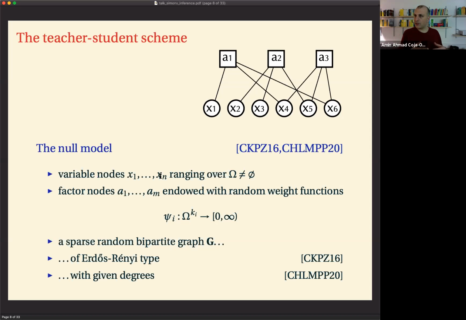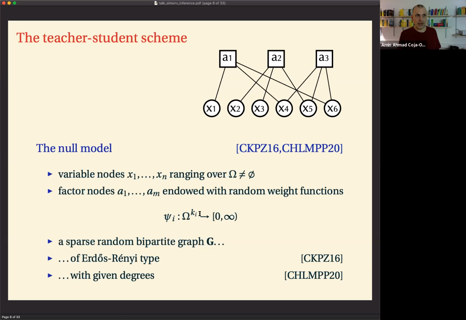So for example, in the group testing problem, these would be the patients. In the stochastic block model, these would be the vertices, or the colors of the vertices that we try to learn. And these variable nodes range over some finite domain omega, for example, the colors in the stochastic block model. And they are represented by these round vertices up here. In addition, we have factor nodes A1 up to AM that represent the interactions or the observations that we make about these variable nodes. And each of these factor nodes comes with a weight function.